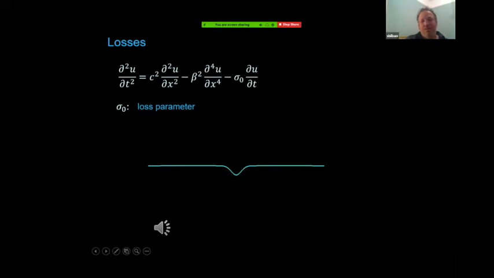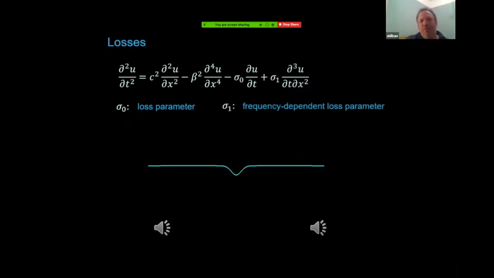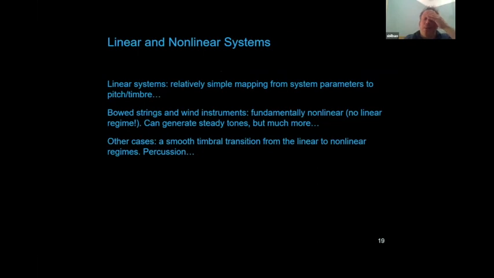But actually, in general, loss increases with frequency. So you'd expect all the high frequency components to die out more quickly. And there's another term to deal with this. And here you're at the, I don't know, minimum passable quality string sound. I'll come back to something better in a second. But before I get to that, let me talk a little bit about linear and nonlinear systems. So the system we just looked at is linear. And in this case, there's a relatively simple mapping from system parameters to pitch and to timbre.